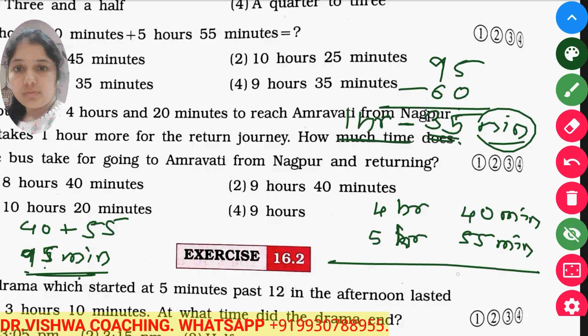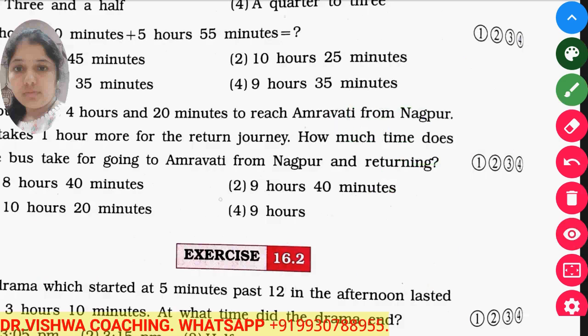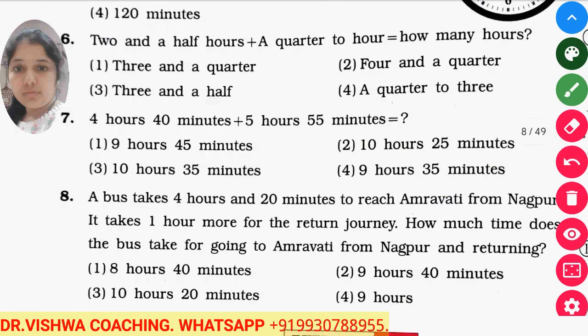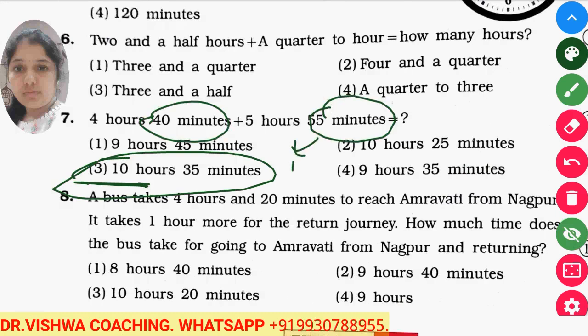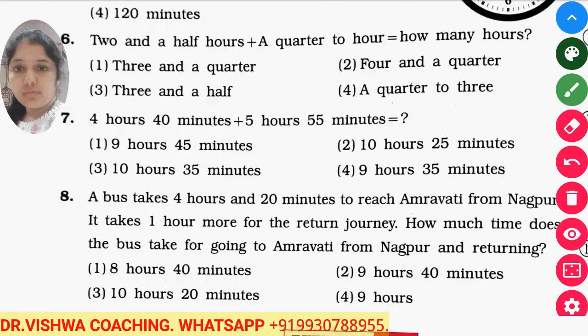Okay, so what I will do, I will write this 35 here and this 1 hour which I had taken out from this 95 minutes, I will carry forward here in the hours position. So it becomes 1 plus 4 plus 5, 10 hours and 35 minutes. Now which option shows us 10 hours and 35 minutes? Option number 3. So like this you have to add. So you have to first add minutes to minutes, extract the hour from those minutes, add the extracted hours into hours, okay, and write down the minutes as it is.